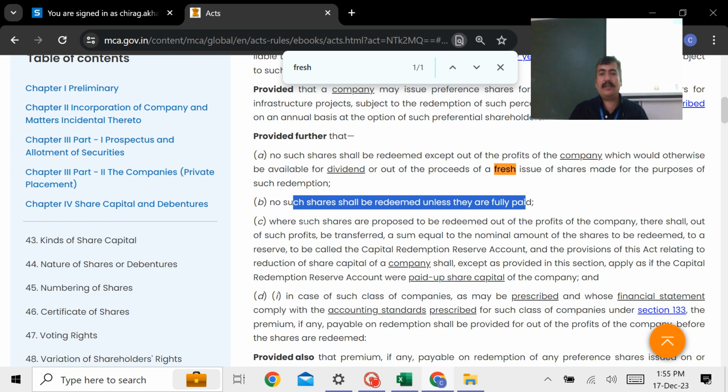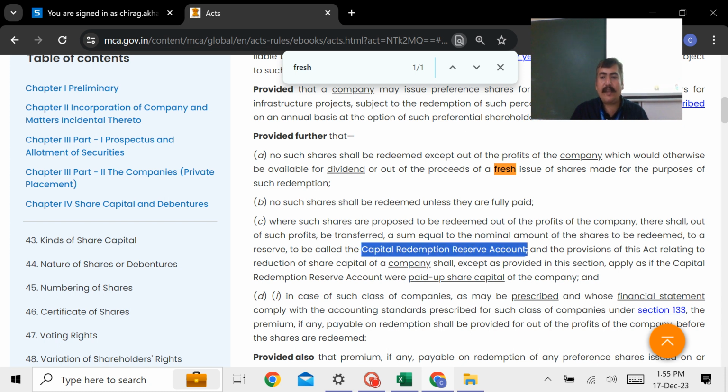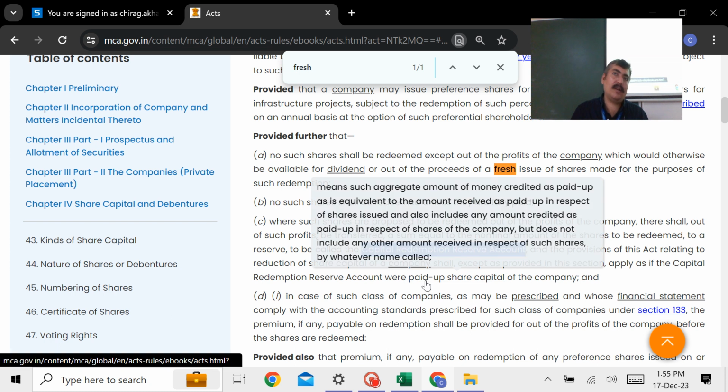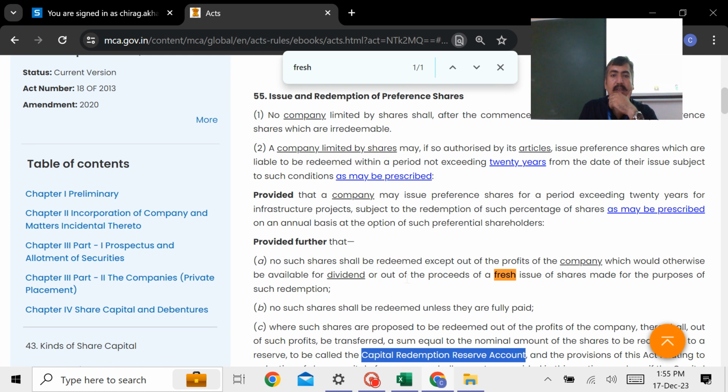Where such shares are proposed to be redeemed out of the profits of the company, there shall out of such profits be transferred a sum equal to the face value, that means the nominal amount of the shares to be redeemed, to a reserve to be called as capital redemption reserve account. Is what this paragraph proves and what I am discussing here. It is the section 55 subsection 2 and clause C.